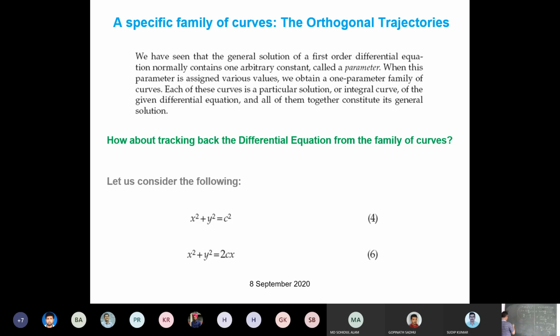In the first case, your figure is simply going to be something like this, right? And in the second case, what does it tell you? Center at C, 0 and radius is C. So passing through origin, you are going to get something like this. Is it okay?